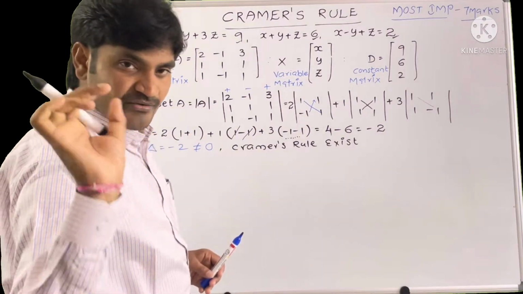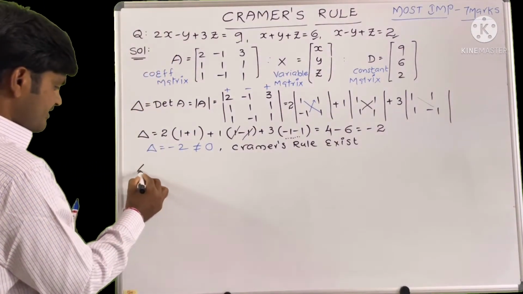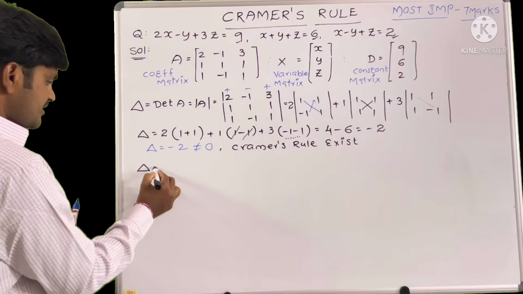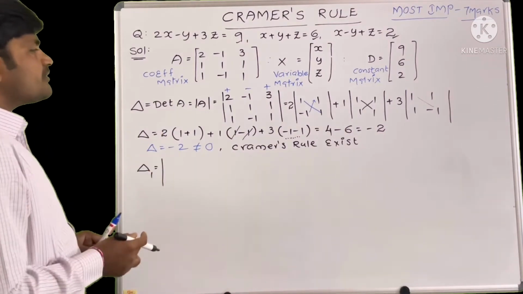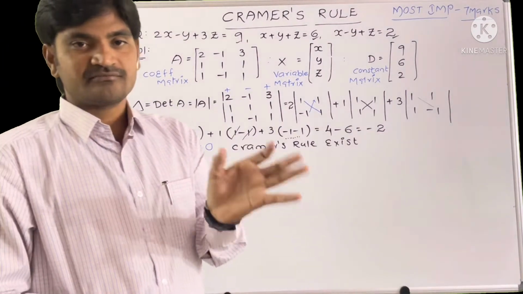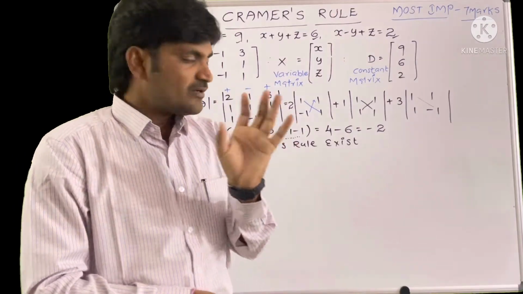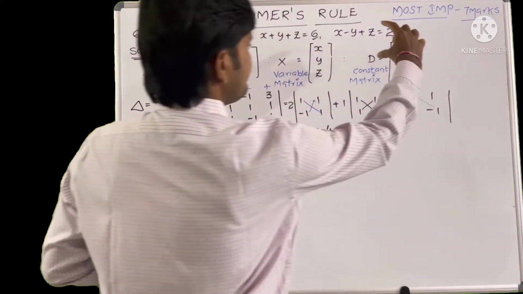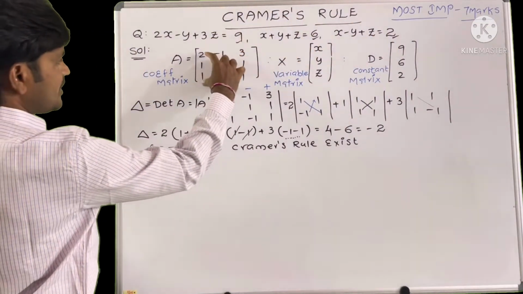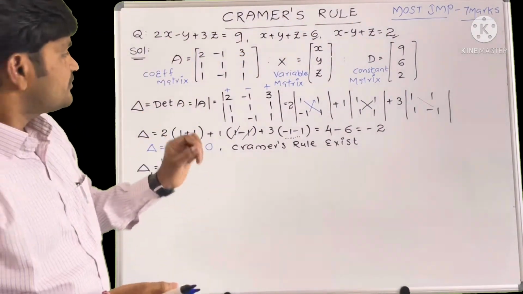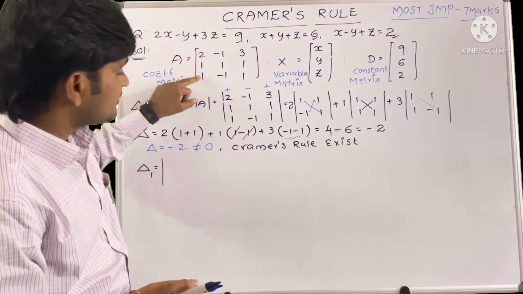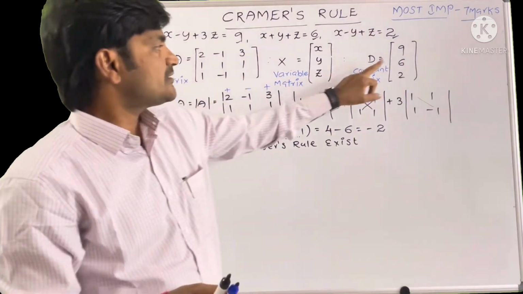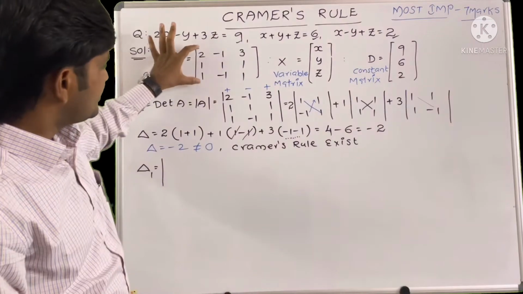Now we want to find delta 1 value. Delta 1 value. So how to find delta 1? Just simple. This D value we substitute at column 1. First delete 2 1 1, replace 9 6 2.